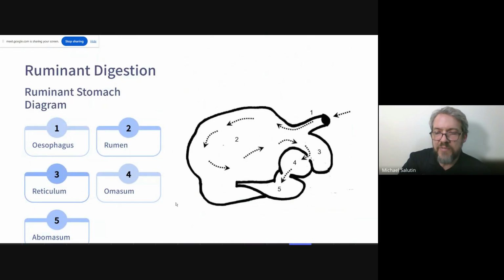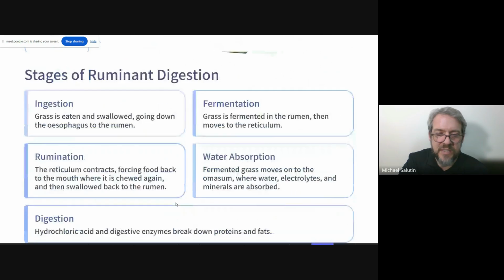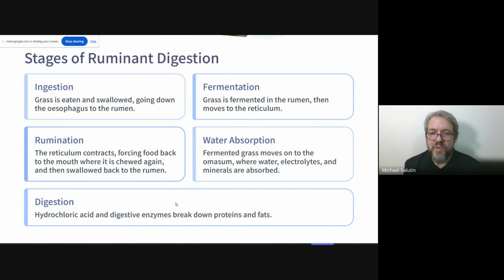So finally, after this is cycled through a few times and it's ready, then the reticulum releases the several times ruminated and fermented grasses into that round chamber in number 4, which is called the omasum. And then in the omasum, you get water absorption. So water absorption occurs there. That fermented grass moves into the omasum, and the water, electrolytes, and minerals are absorbed in that location.